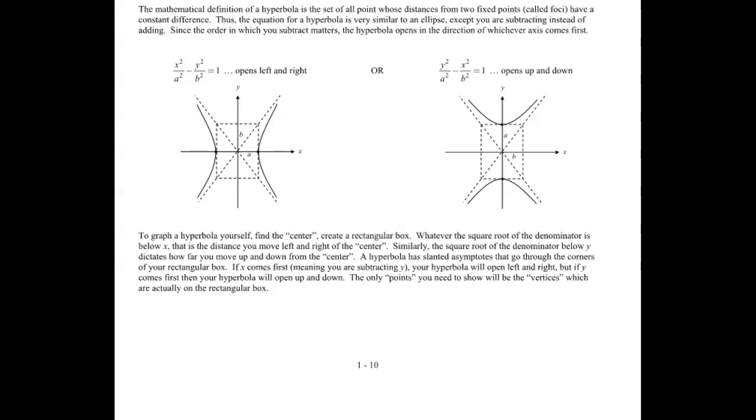Alright, so hyperbolas we didn't get to talk about last year, but hyperbolas are this idea that we have a set of points whose distances from two fixed points, again called foci, have a constant difference. So the equation for a hyperbola is similar to an ellipse, except we're going to be subtracting instead of adding. Since the order in which we subtract matters, the hyperbola opens in the direction of whichever axis comes first.